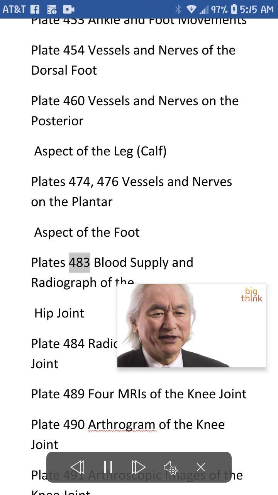Plate 483, blood supply and radiograph of the hip joint. Plate 484, radiograph of the knee joint. Plate 489, four MRIs of the knee joint.